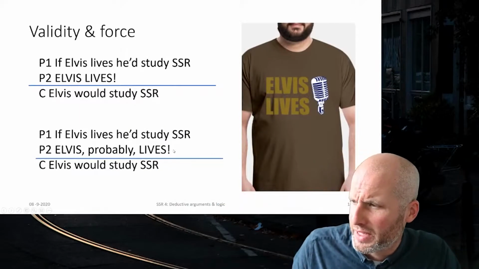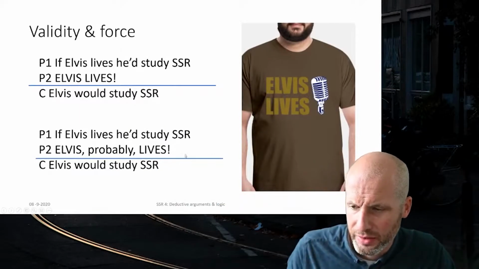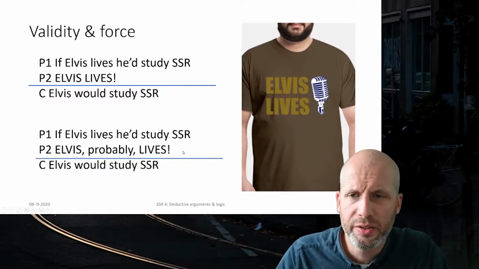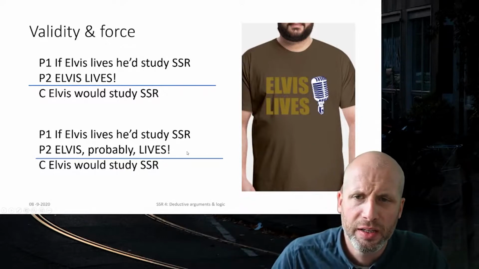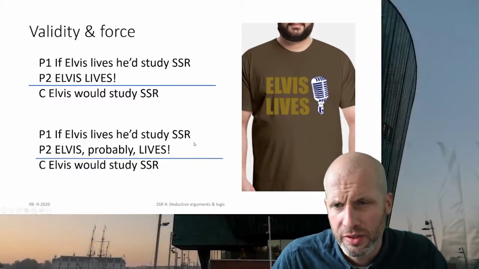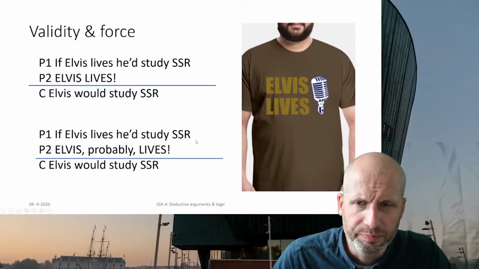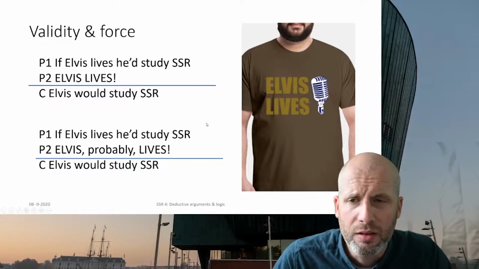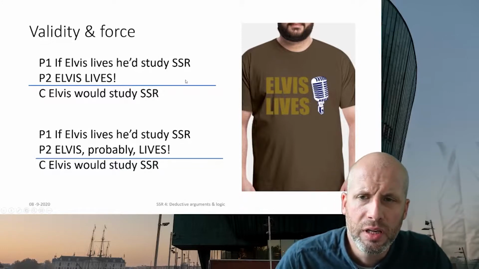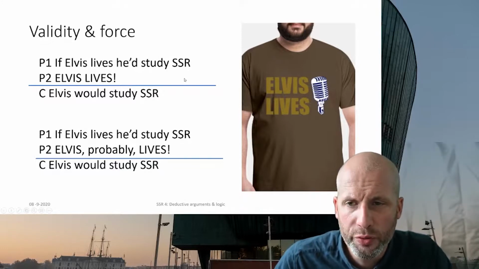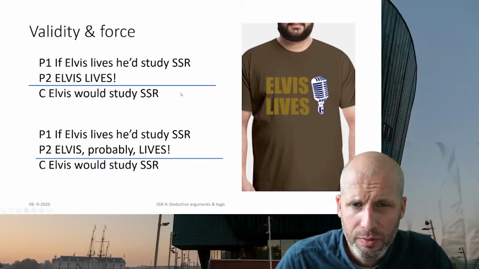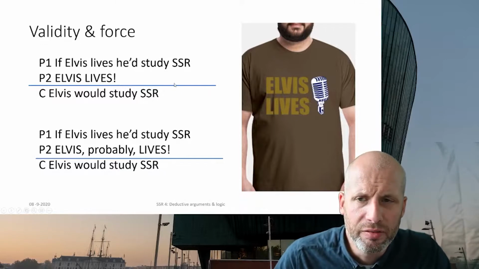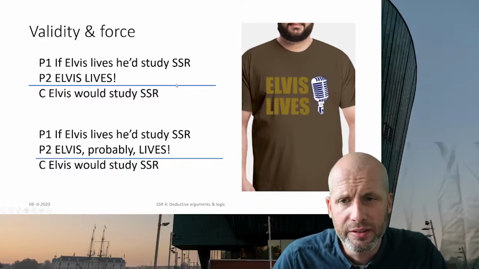So let's look at a couple of examples of what I mean by looking at the connections between the premises and the conclusion. So let's say somebody says to you, if Elvis lives, he'd study SSR. Elvis lives, Elvis would study SSR. That would be a valid argument. We think it's valid because if premise 1 and premise 2 were true, the conclusion would have to be true. I use a silly example because even though we know that Elvis doesn't live, that's not relevant for checking the validity of the argument.